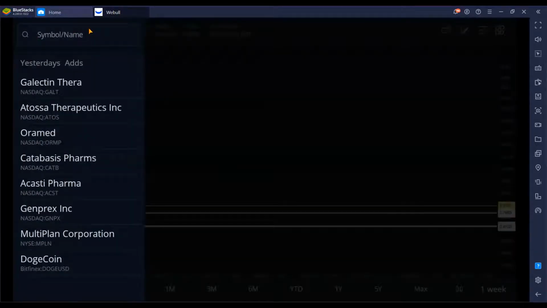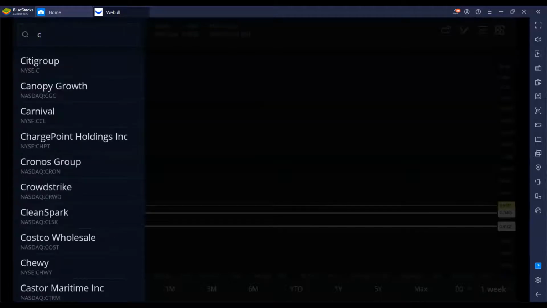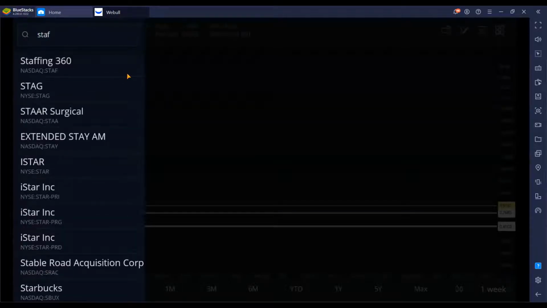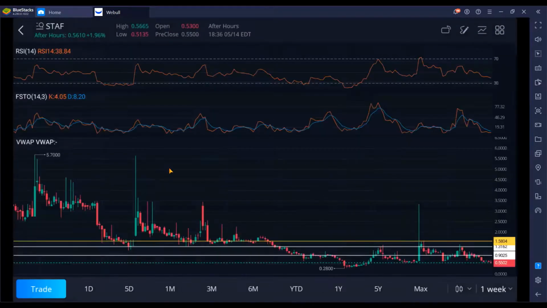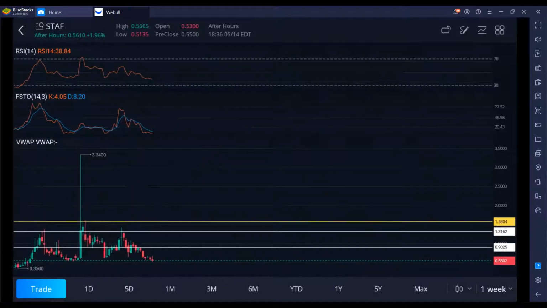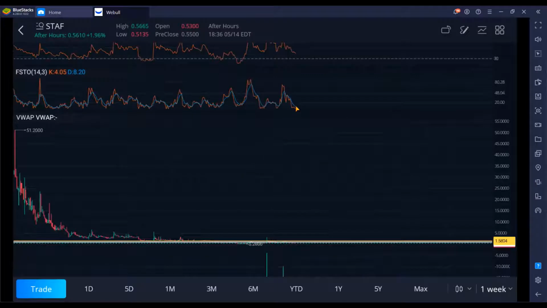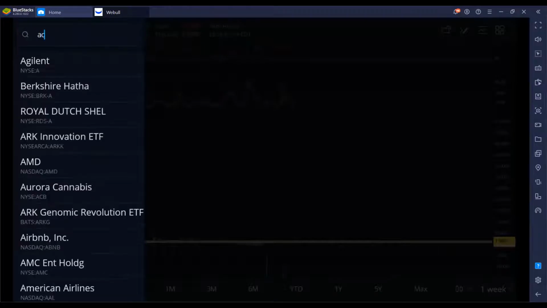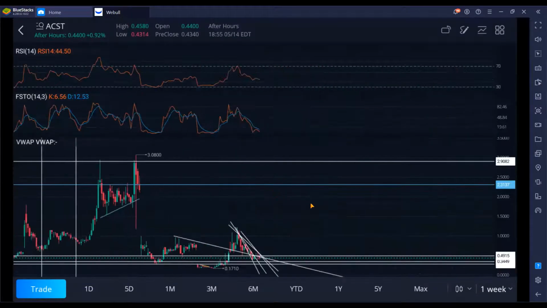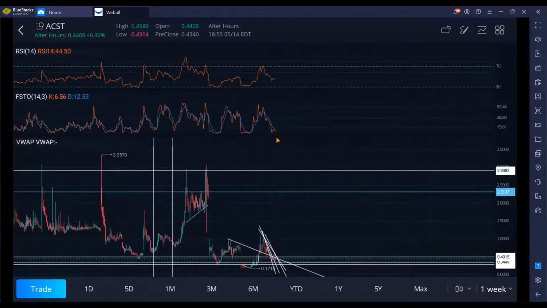See you later. Now let's see staff. There's another one. I just want to match the pattern. You're going to notice here, some have a smooth, some have it in a zigzag way. But you're going to notice there's a downtrend. That's another one. Let's go into another one. And you're going to notice, you see, downtrend. Let's go into another one.